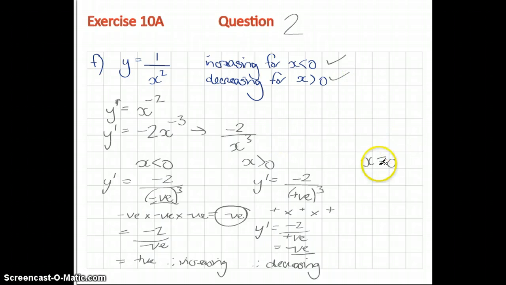Now whilst the question doesn't ask for it, I said I would have a quick look at what's happening at this particular point. We've only looked at either side. When we look at this function here, we can see that if x was equal to 0, we would have an undefined function. There's actually an asymptote at this particular point. As the function is undefined here, we'll also find that the derivative is undefined here because we've got minus 2 divided by 0. So we just say it's undefined. It doesn't actually exist here, but we would know from our knowledge of hyperbolas and rational functions that we're going to have an asymptote at this point.